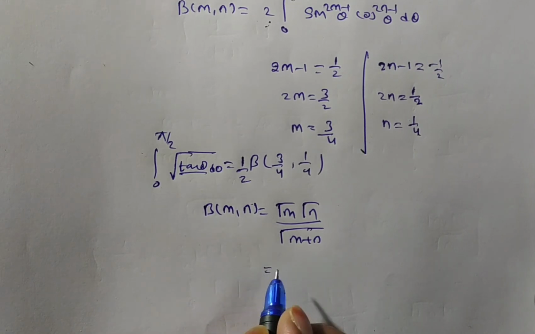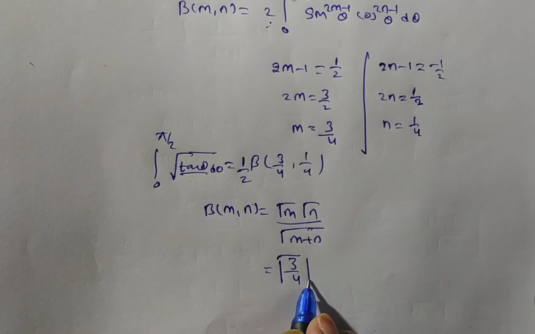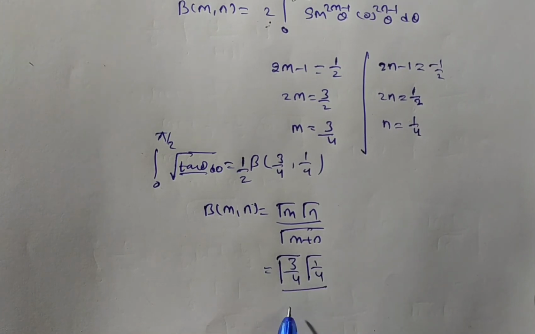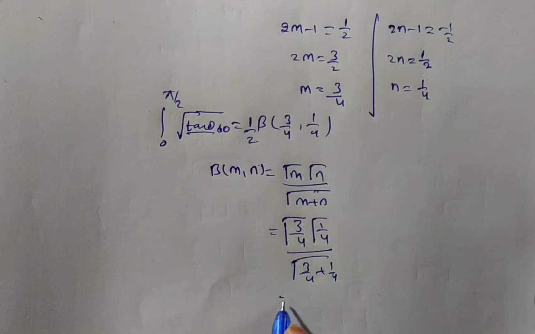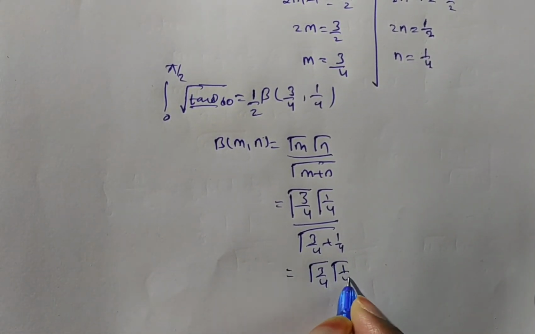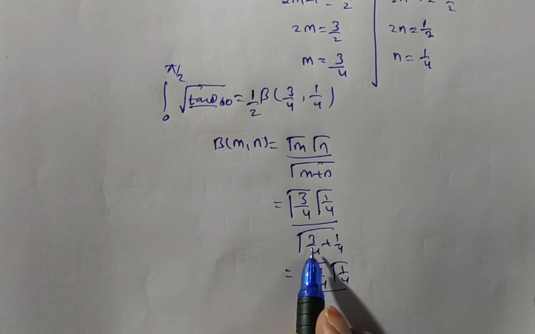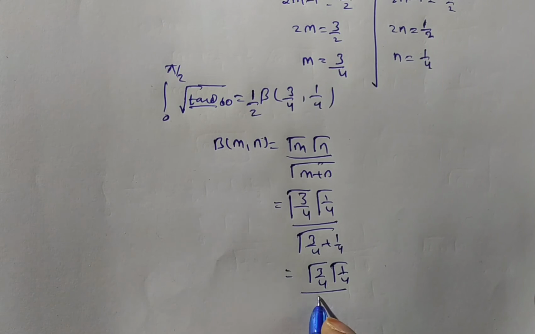Now what is m here? You have 3 by 4, that is gamma 3 by 4, and n is 1 by 4, divided by gamma of 3 by 4 plus 1 by 4. This is equal to gamma 3 by 4 gamma 1 by 4 by 3 by 4 plus 1 by 4. 4 is the LCM, 3 plus 1 is 4, 4 by 4 is 1.